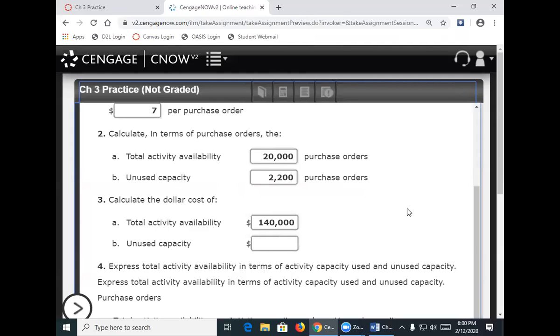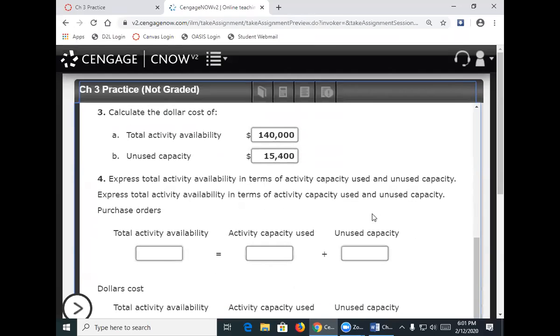I think I heard the unused capacity. Would you say, Mark? Very good. To get the unused capacity, what we're not processing is 2,200 purchase orders times 7. So 15,400. Okay. So basically we're overpaying, right? So we have 5 purchasers. Do you think we need 5 purchasers to meet our demands? Probably not, right? So let's look at number 4.